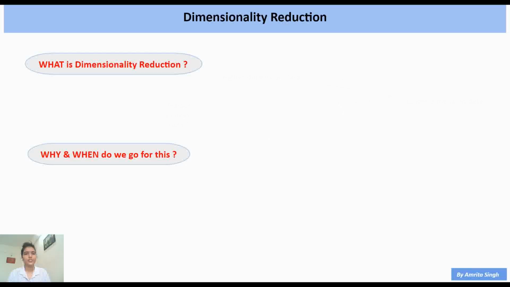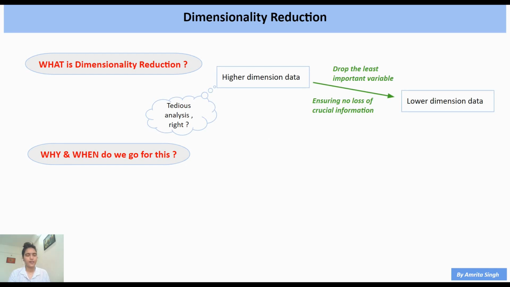In simpler terms, let's imagine you have a data set with 1000 attributes. In that case, the exploratory analysis would be very tedious. Then what do we do? We drop the least important variables, keeping the important ones. But we need to make sure that there is no loss of crucial information. So instead of 1000, we just try to keep the top 10 or 15 best attributes.